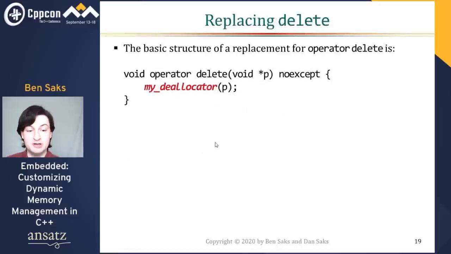By the same token, an operator delete replacement generally looks simply like this. There isn't as much work to do because delete doesn't report failures. A delete should never fail. So it just calls whatever function is necessary to deallocate the memory, and then it's done.